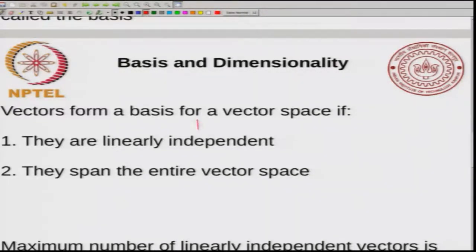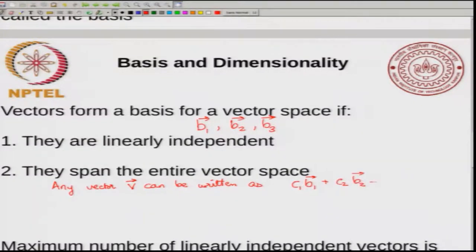So, suppose you had three vectors B1, B2 and B3. These should be linearly independent. When you say that they should be linearly independent, we already saw the definition of linear independence. And they should span the entire vector space. So, what do you mean by they should span the entire vector space? Any vector V can be written as some linear combination of B1, B2, B3. So, I will just write C1 B1 plus C2 B2 plus C3 B3. So, any vector V, any vector. You take any vector, you can write it as a linear combination of these three basis vectors.